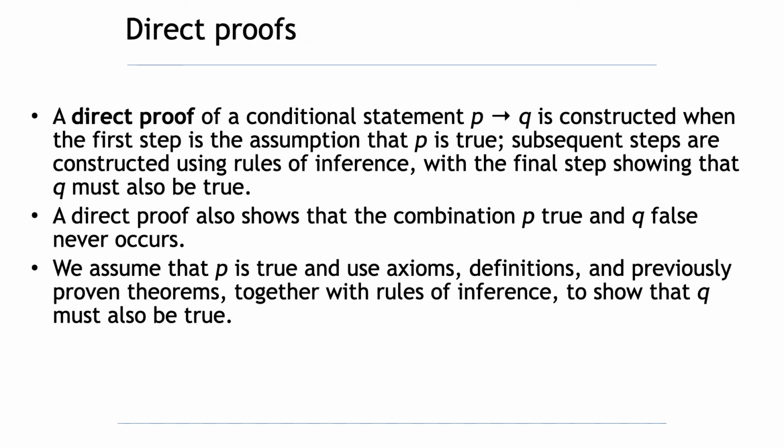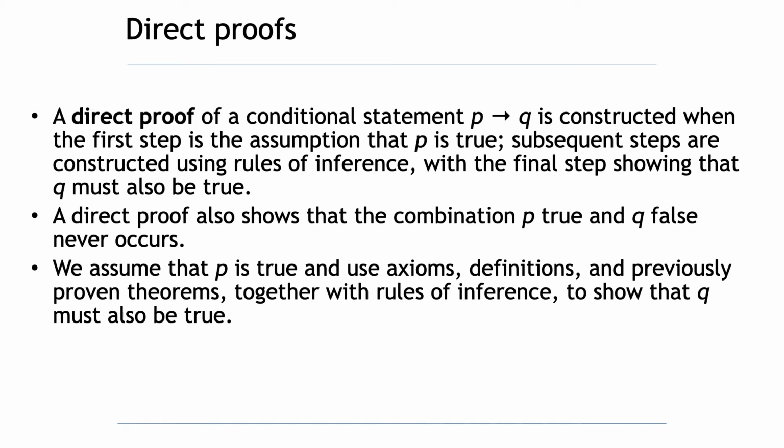You already saw that type of proof when we studied rules of inference. If you are not comfortable with rules of inference, I recommend you watch the videos in the description that explain that specific topic. Do not go deeper into proofs without mastering rules of inference. A direct proof also shows that the combination P true and Q false never occurs. Why? As I told you before, if you have any doubt on why these things happen or are that way, please go and check the truth table for the conditional statement.